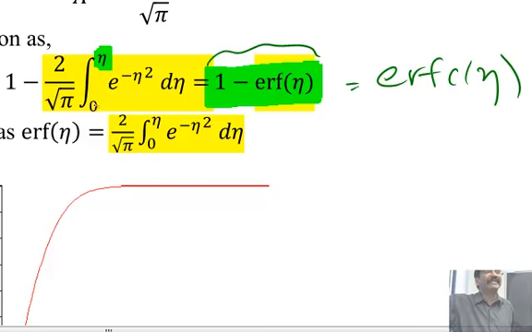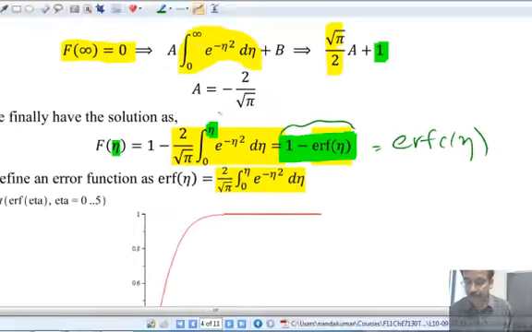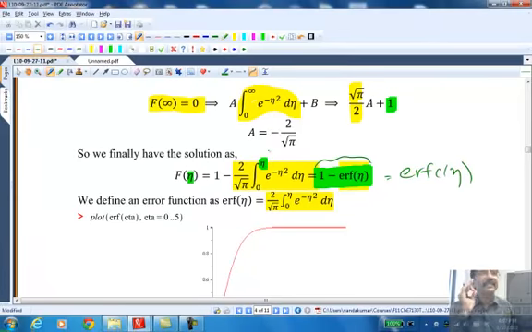That is, 0 to eta gives you the error function. Eta to infinity gives you the other half, which is subtracted from 1. That is your complementary error function. So another way of defining the complementary error function, if you have to define it in terms of an integral, is from eta to infinity. Okay, so this is the definition for the error function.